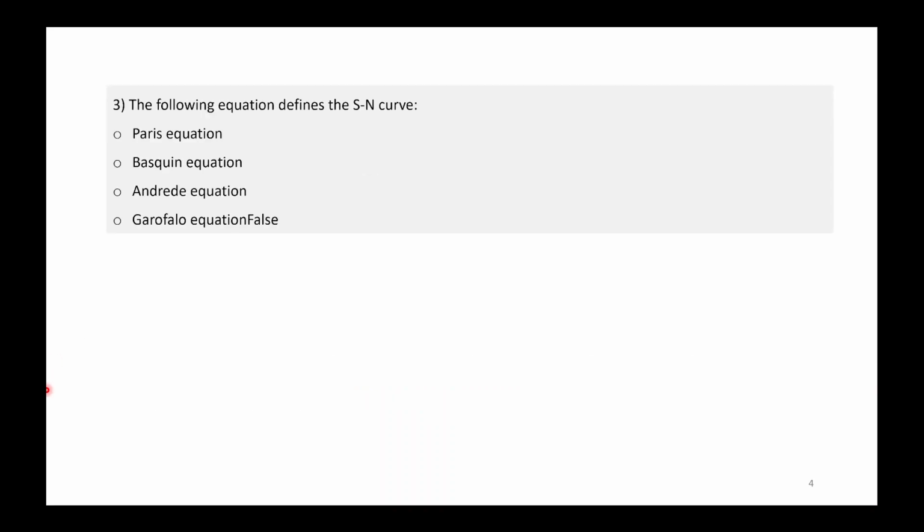Third question is, the following equation defines the S-N curve. Your options are Paris equation, Basquin equation, Andrade equation or Garofalo equation. Your answer will be Basquin equation.